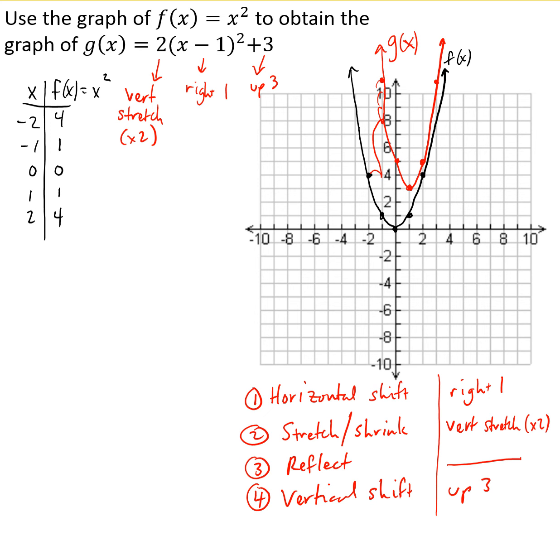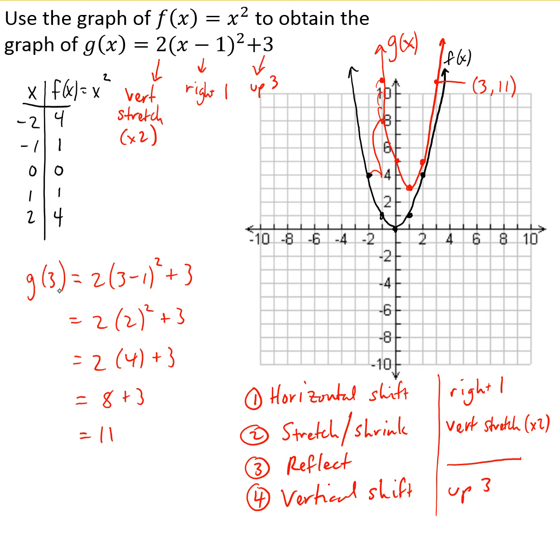Now to double check our answer, let me pick one of these points and plug it back into the equation to make sure I get a true statement. So I'm going to pick that point 3, 11. And by plugging a 3 in for x into that function g of x, we can see that it does work out to give us a y coordinate of 11.